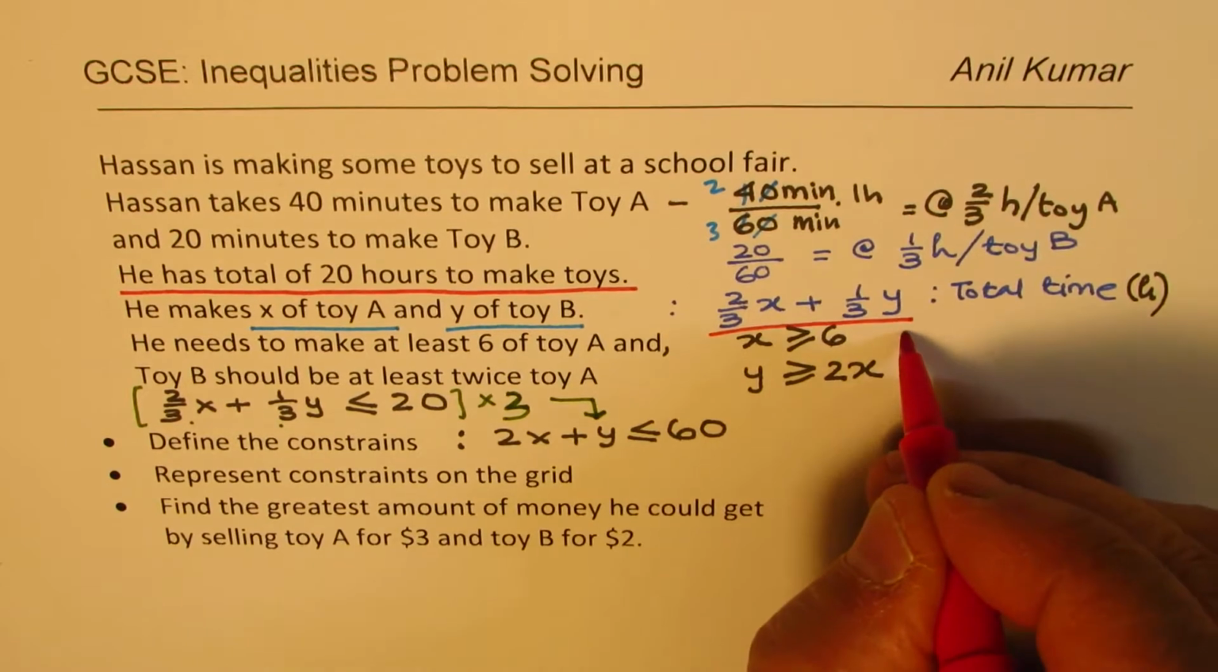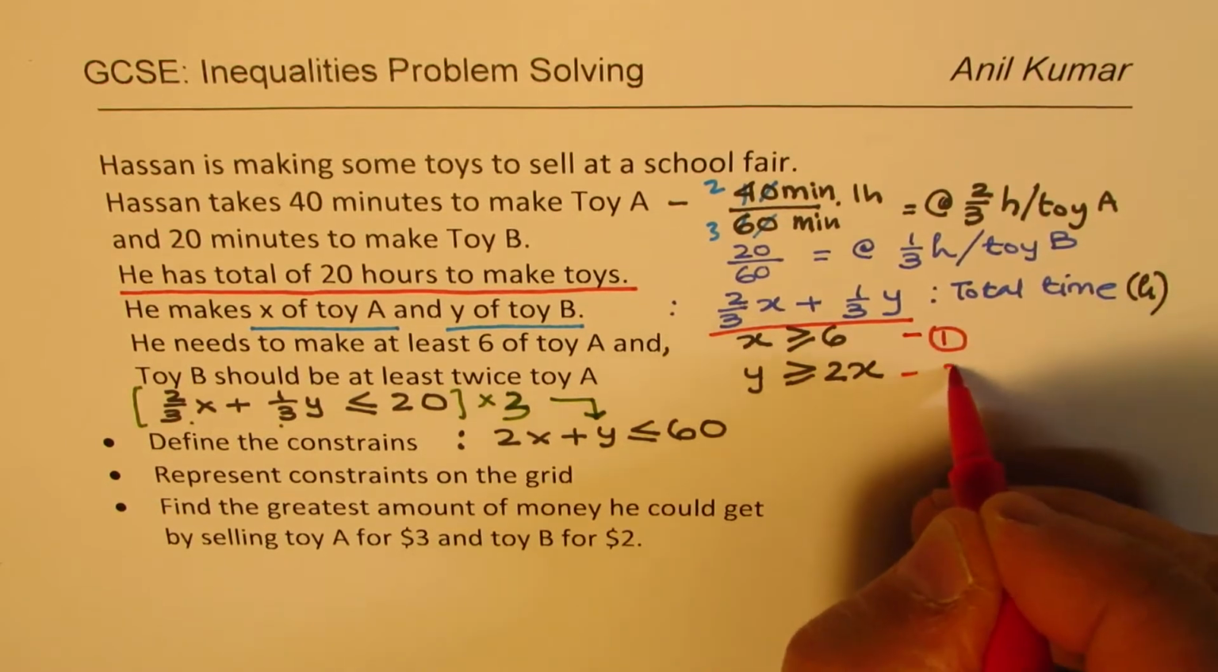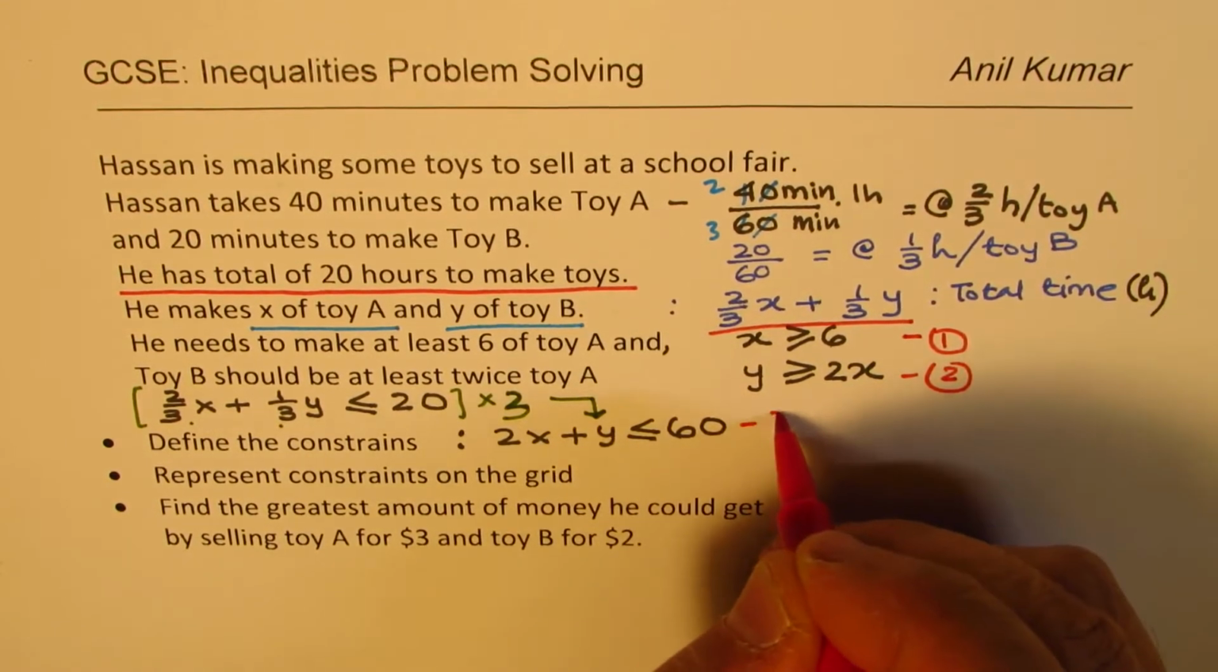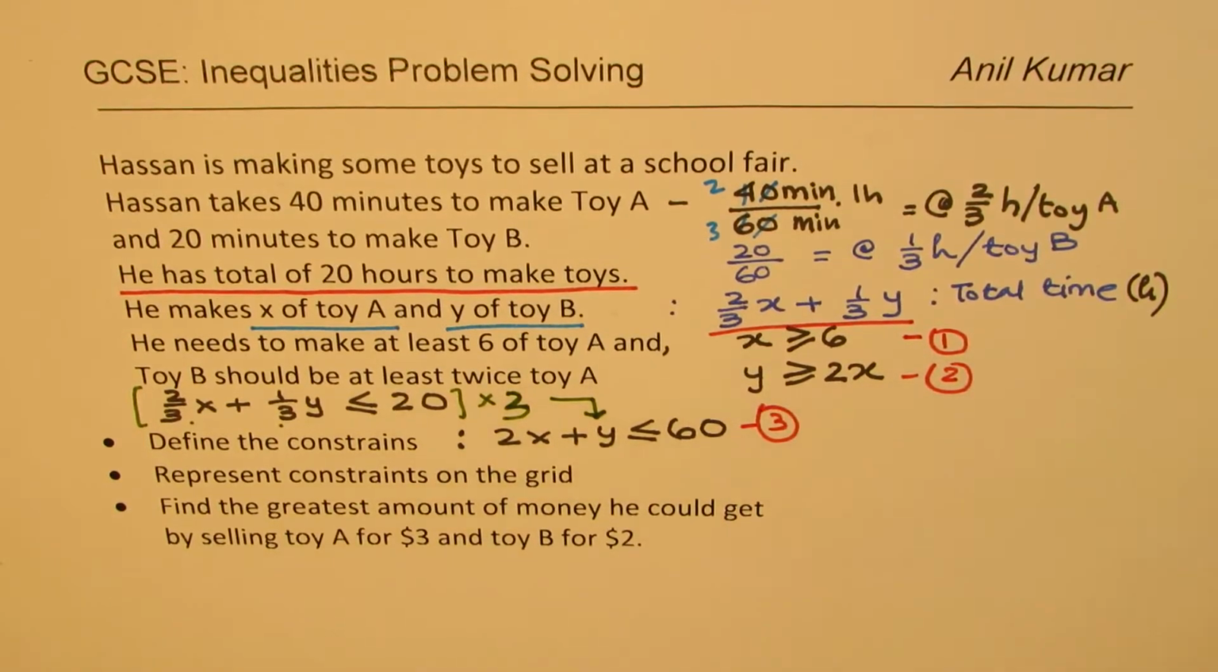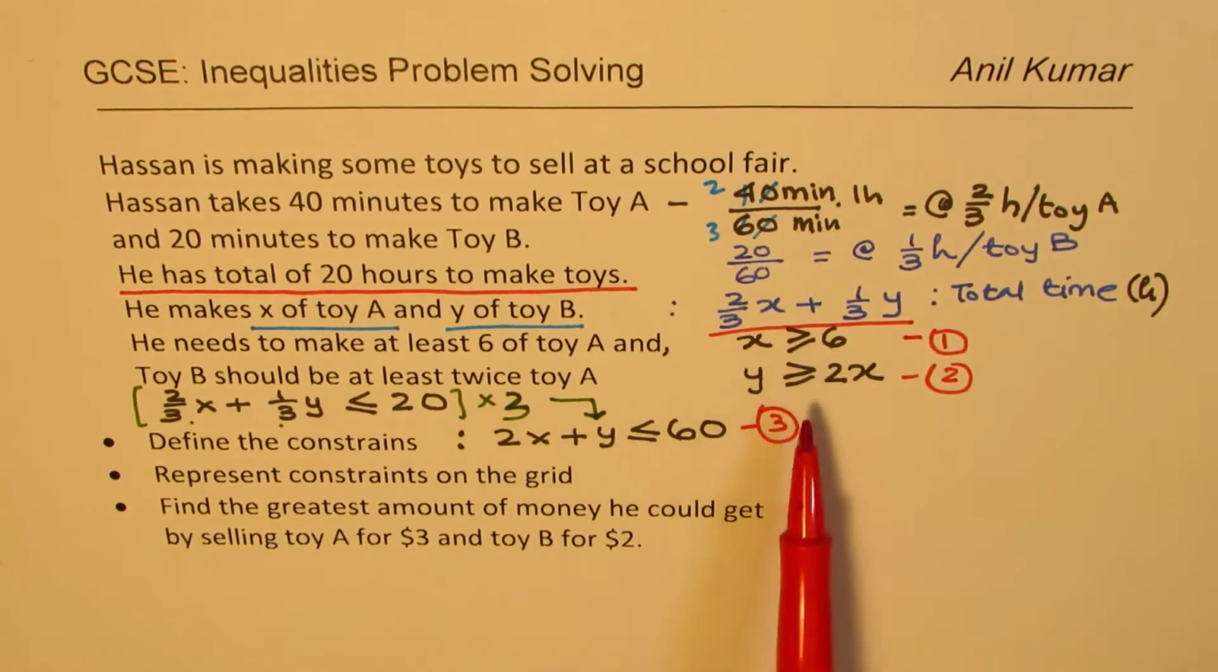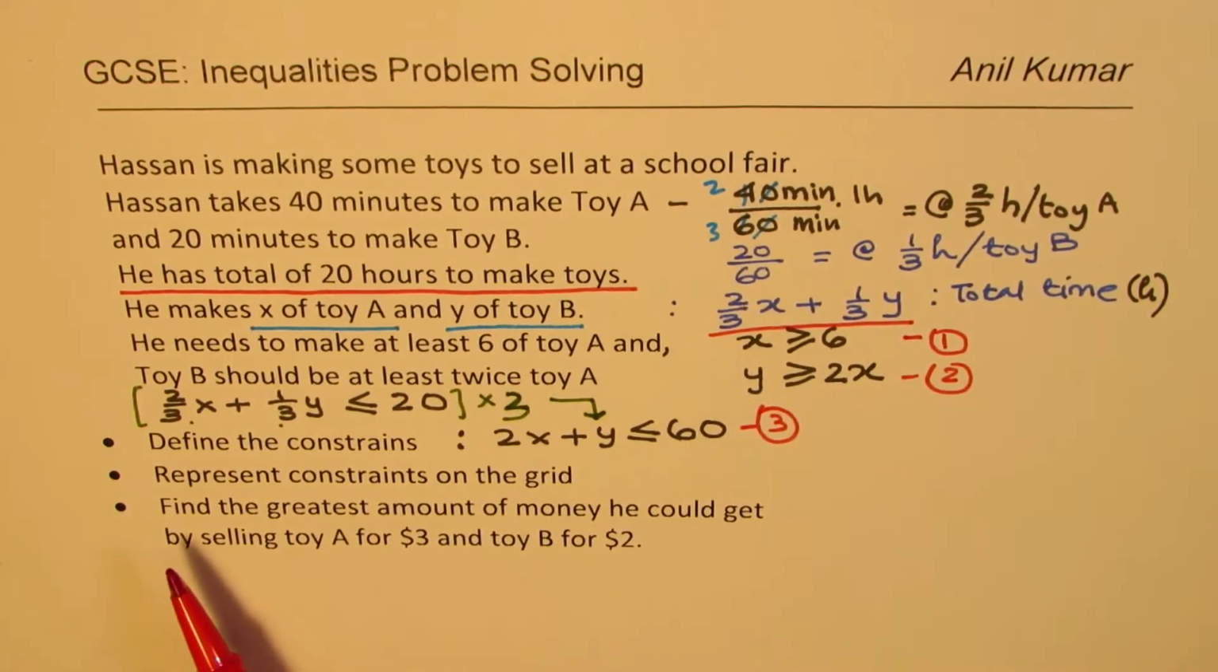So let me now write this as 1, this is 2, and this one is a third constraint for us. Correct? So these are the 3 constraints. We need to represent these constraints on the grid. So I'll do it on the next page. We know all these 3 constraints, and then find the largest amount of money he could get by selling toy A for $3 and toy B for $2. So that is the final part, correct?